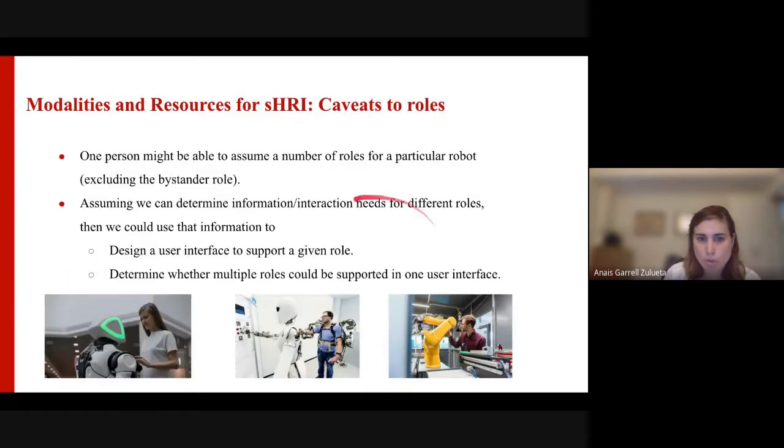Like here, I'm showing you some examples. For instance, this robot interacts using a touch screen. Here we have a programmer that is touching the hardware of the robot. Or here we have a robot in an industry where the interaction is done with contact. So the person touches the arm and shows the robot how to act.